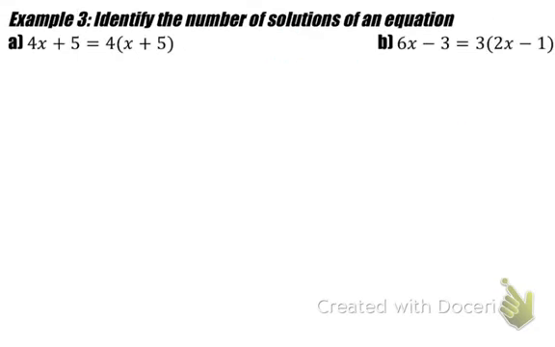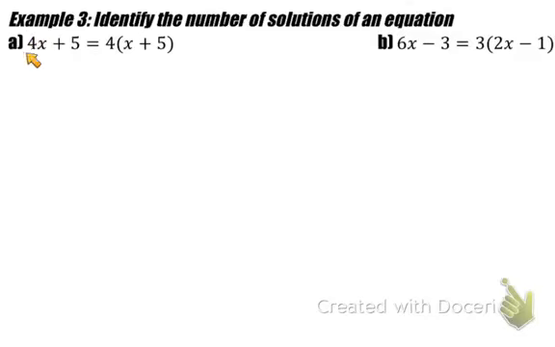Alright, so example 3, the directions are a little bit different. It says identify the number of solutions of an equation. In all the problems that you'll get, it won't say identify the number of solutions. It'll say solve. So this example is just specific to us so that we can become aware of, well, do we actually have a solution or do we have an identity? Where identity is where you have multiple or infinitely many solutions.